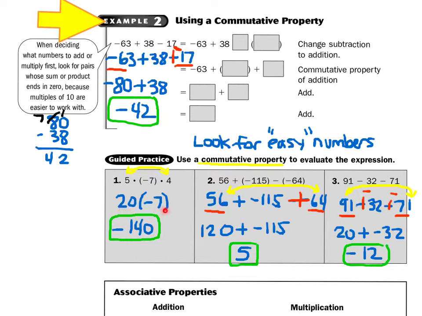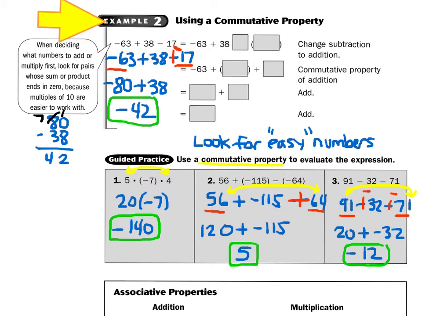And then 20 times negative 7, well, the signs are different, so I know my answer is going to be negative, and then it's just negative 140. Take a look at number 2. The first thing I would do is rewrite the problem. It starts off 56 plus negative 115 minus negative 64. Well, remember, those two negatives are going to morph together to become a big addition sign. So this is 56 plus negative 115 plus 64.